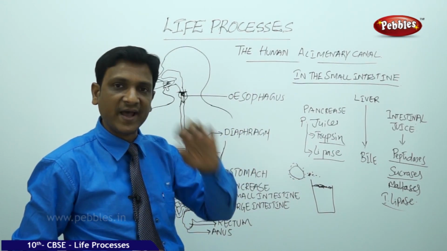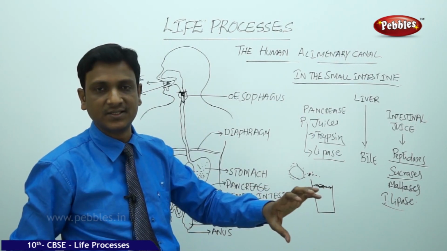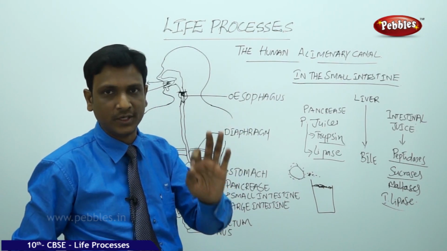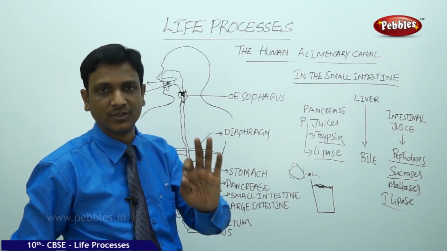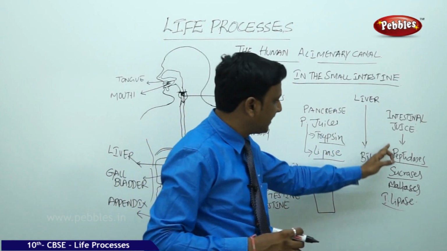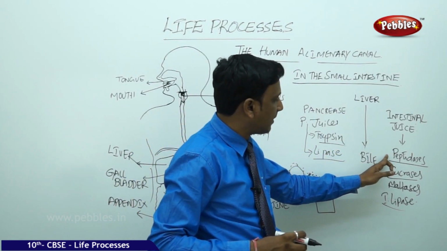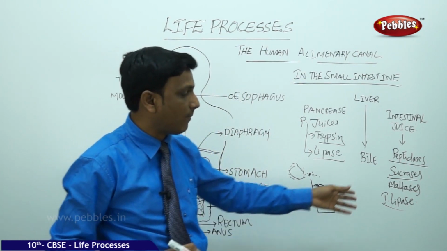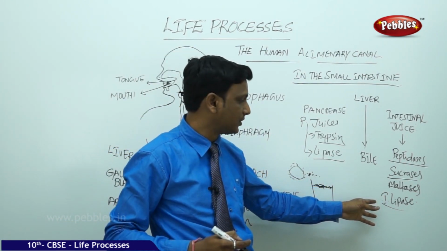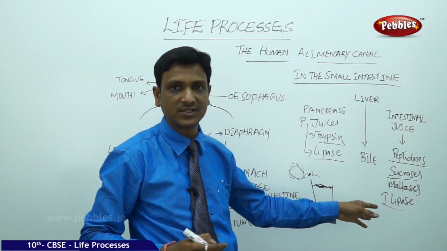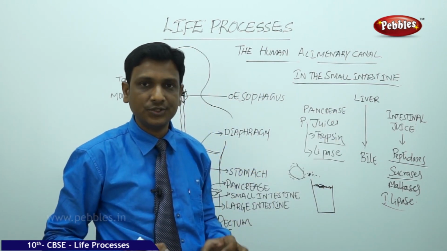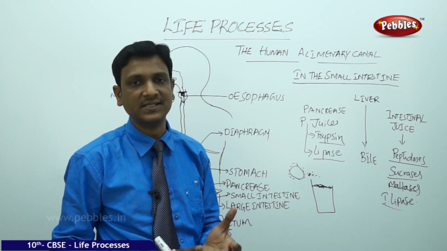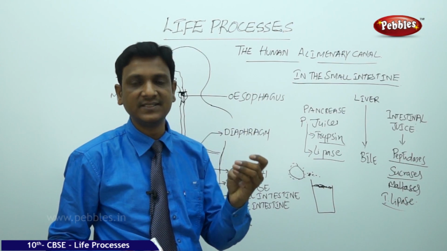So the digestion is finalized in the small intestine. It is completely digested. No more digestion is required. The complex food is made into very fine and simple molecules which can be easily absorbed into the blood. So these enzymes like peptidases convert the peptones to amino acids. Sucrases convert the sucrose into glucose. Maltases convert the maltose into glucose, and intestinal lipase converts the fats into fatty acids. So these are the very simple molecules: fatty acids, amino acids and glucose.